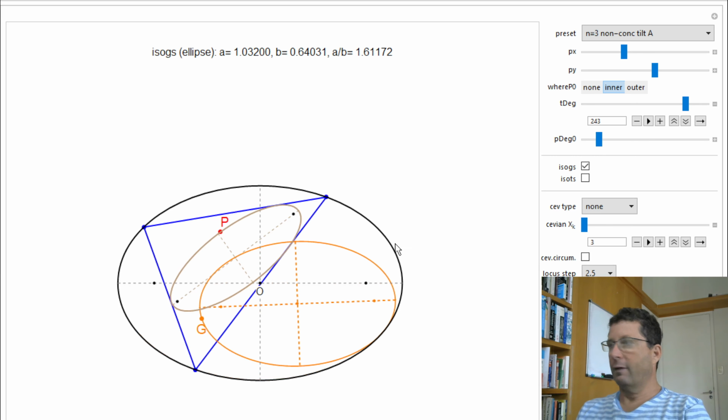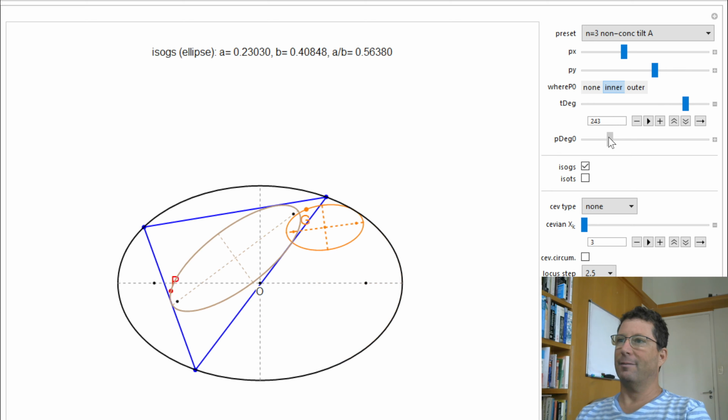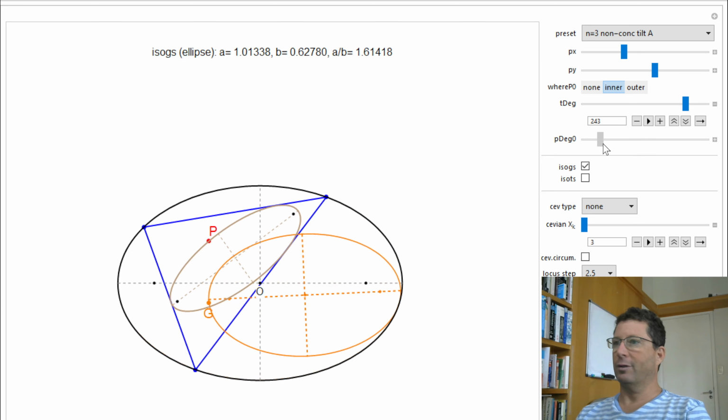Now, a very interesting question is, what's the locus of the center of these loci as P is slid on the caustic? Is this an interesting shape? We could investigate that.